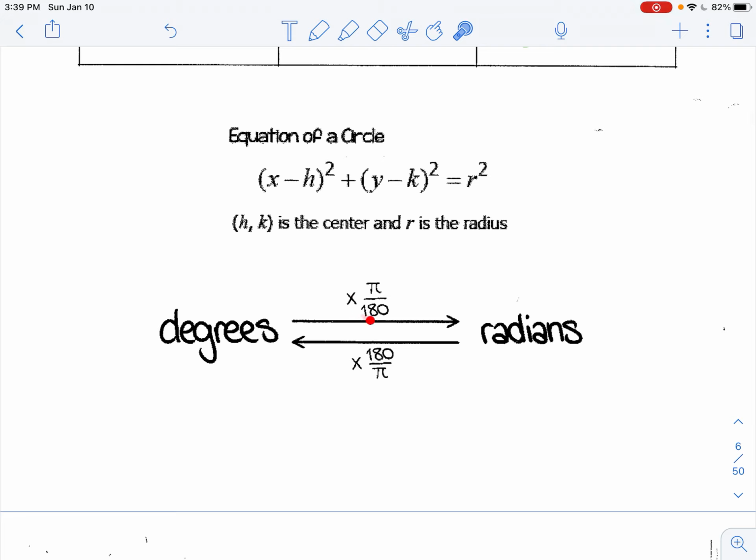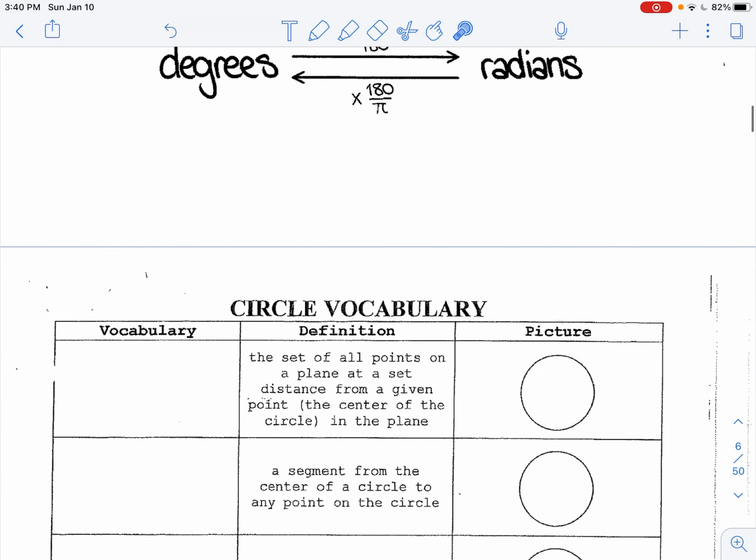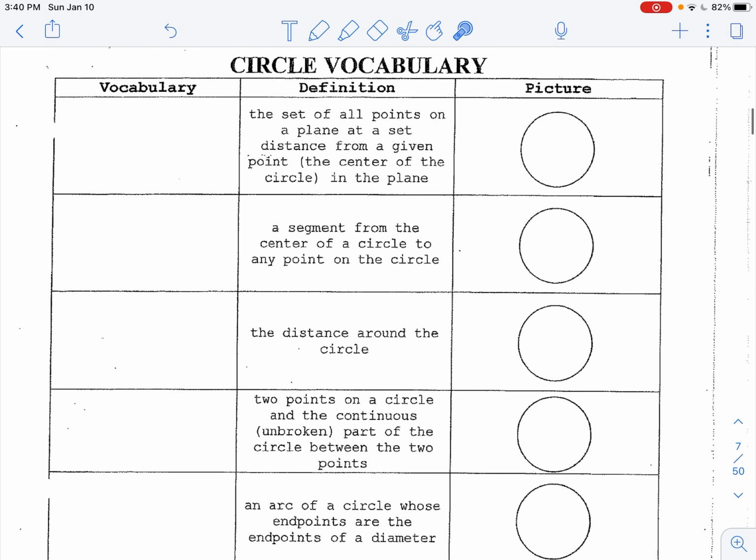When we convert from degrees to radians, we multiply by pi over 180. And when we convert from radians to degrees, we're going to be multiplying by 180 over pi. As we work through the unit, we will go back through each of these formulas and practice a lot. Let's start though with some circle vocabulary.